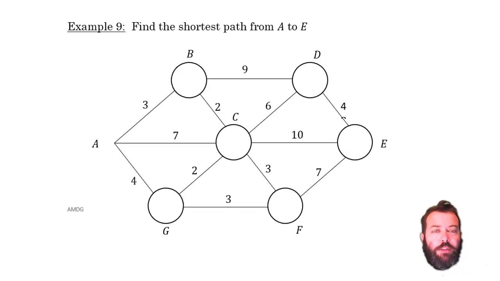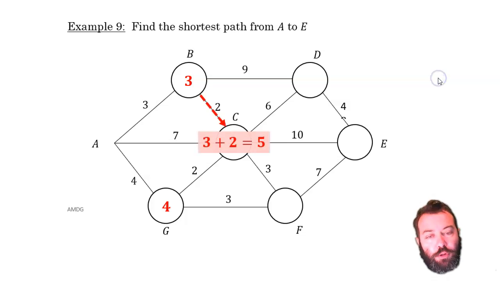So here we go. We need to find the shortest path from A to E. The shortest path to B is up here, is 3, and to G is 4, straight down there. I guess I could go via C, but 7 and 2 in both cases is 9 and much longer.